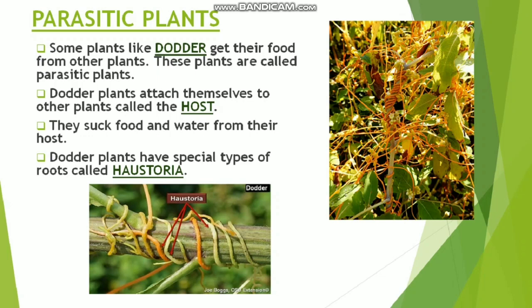Now some plants depend on other plants for their food. Dodder plants attach themselves to other plants called the host. They suck food and water from their host. Dodder plants have special types of roots called haustoria. In this picture, can you see this? Roots. These are the haustoria. Wait a minute, I'll show you.